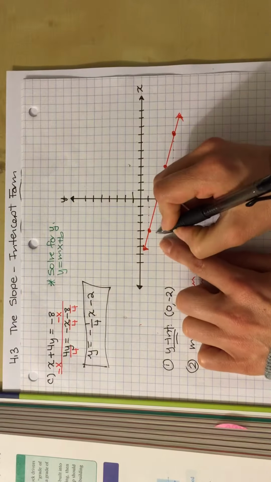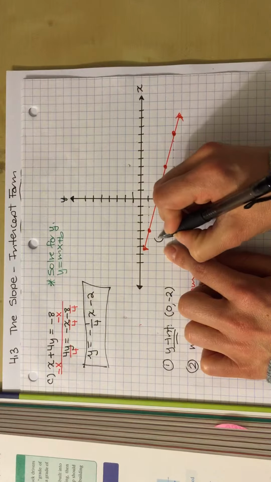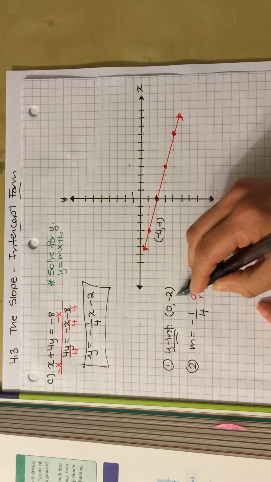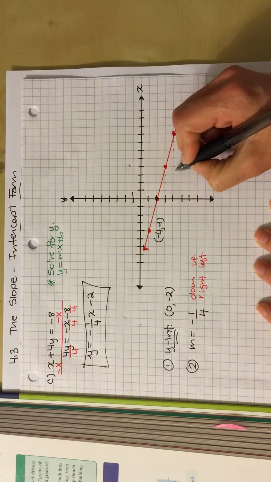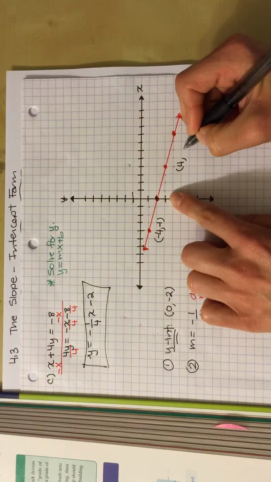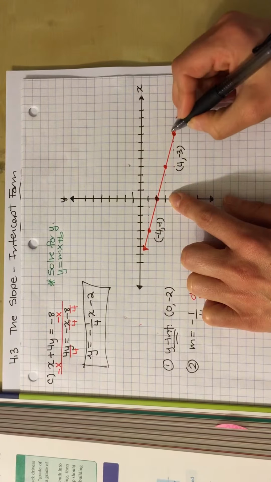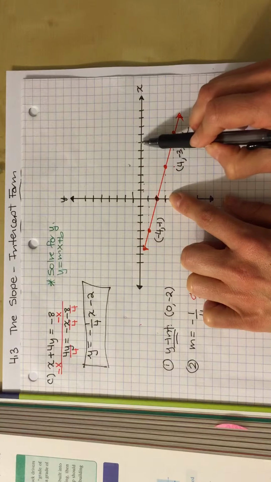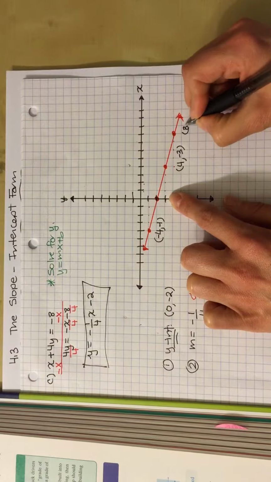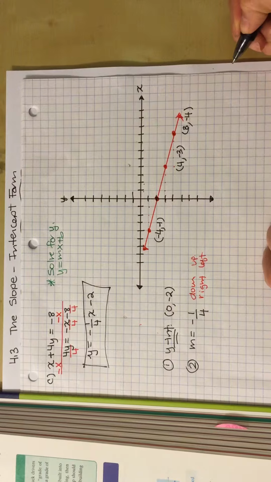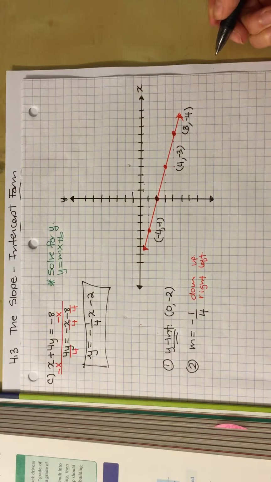So we'll start right here. This is (-4, -1). That's the y-intercept, (0, -2). Then we have right here, this is 1, 2, 3, 4. So (4, -3). And then we have this point, and just make sure 1, 2, 3, 4, 5, 6, 7, 8, comma -4. And then we have everything labeled, and that is our graph.